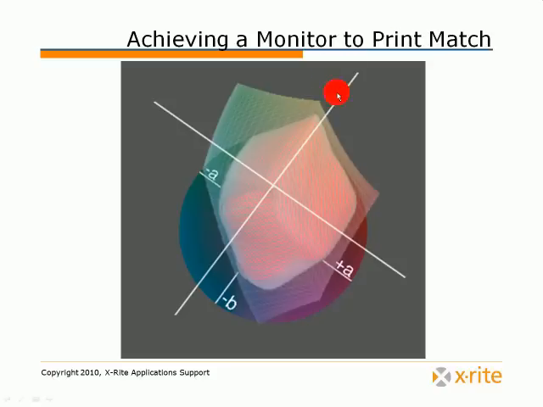If we look at this larger translucent shape, this represents the gamut of our monitor. And this is fairly typical. In fact, it's almost always the case that our monitor is able to reproduce many more colors than our printer. It's just the reality of the situation.